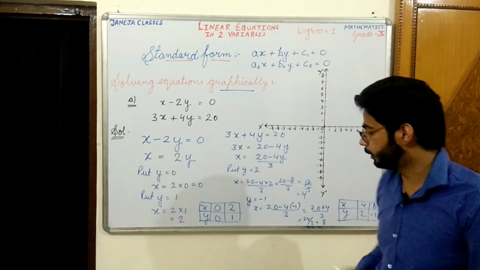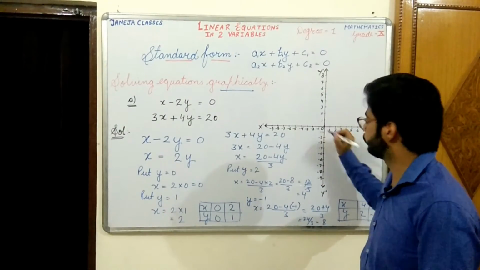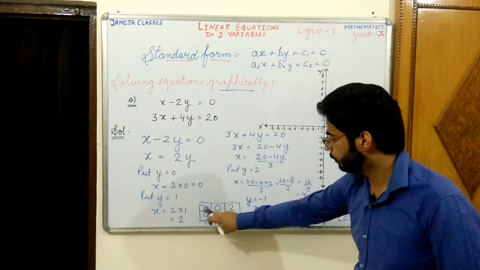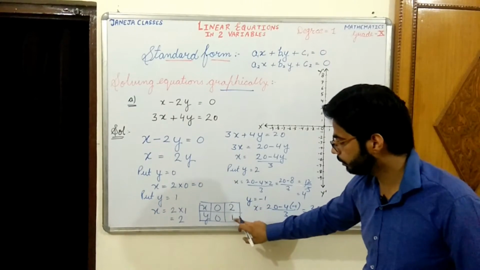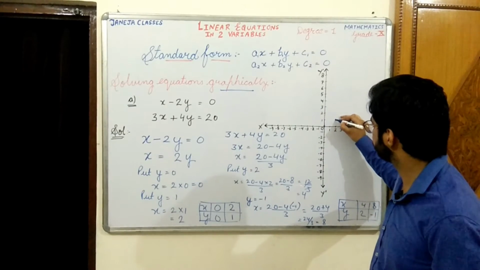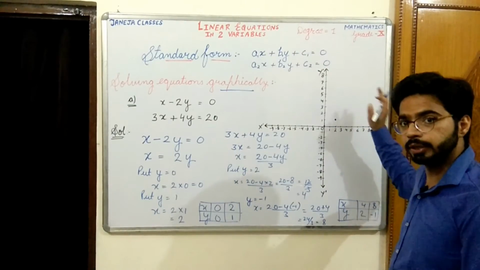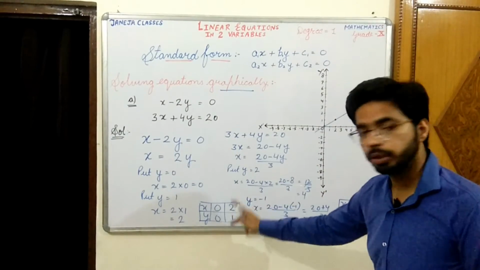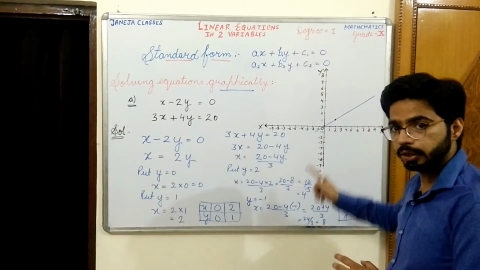So let us plot the points. Here the value of x and y is 0, that's why here it will come 0. Then the value of x is 2, and at that time the value of y is 1. So 2 and 1, that is this. So in this way we can draw the line here. So here with the help of only two solutions we have drawn the line here. We have plotted the points and we have drawn the line.